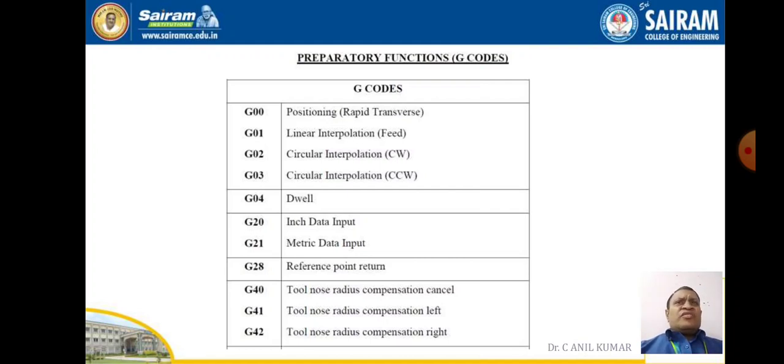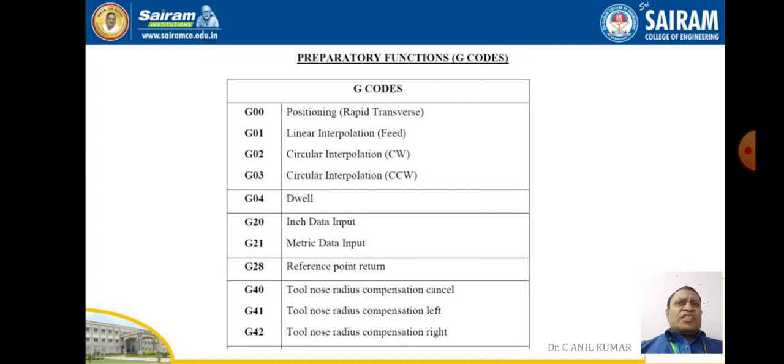G00 is the rapid traverse, or positioning. Positioning means that in the programming, after completion of the machining, it has to go to the reference point, or machine point. At that moment it can be given by using G00. G01 is the linear interpolation, which is the feed. G02 and G03 are the circular interpolation. G02 refers to clockwise, and G03 refers to counterclockwise. G04 is the dwell time.